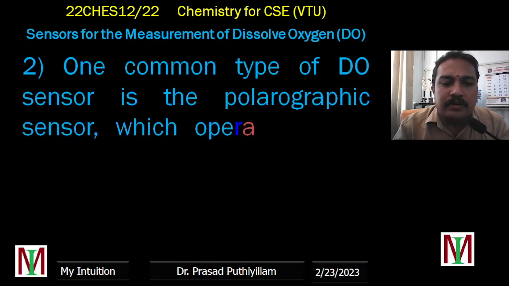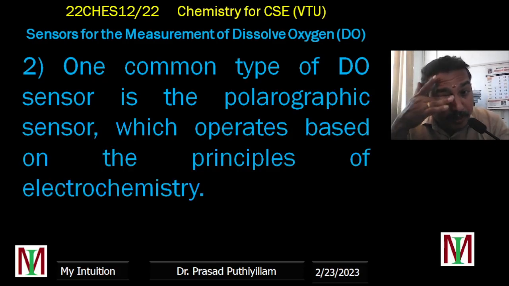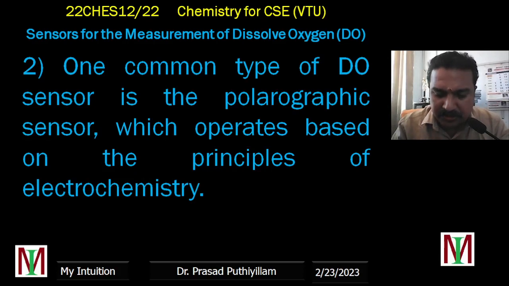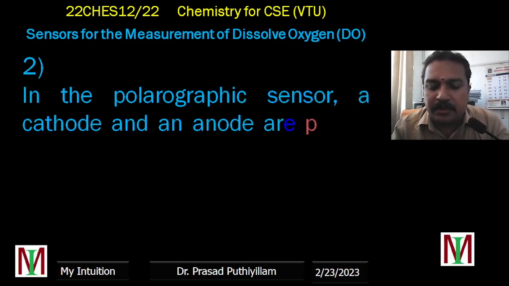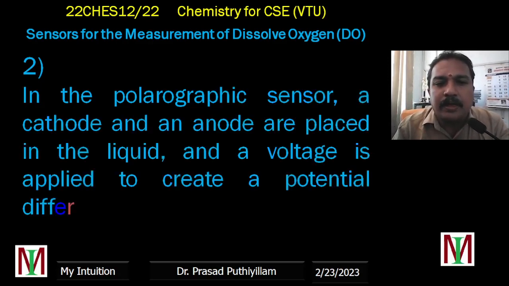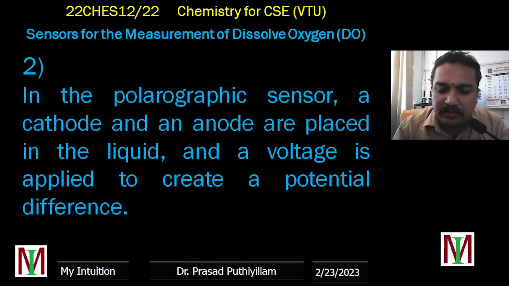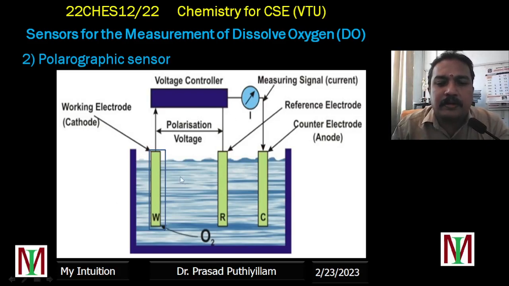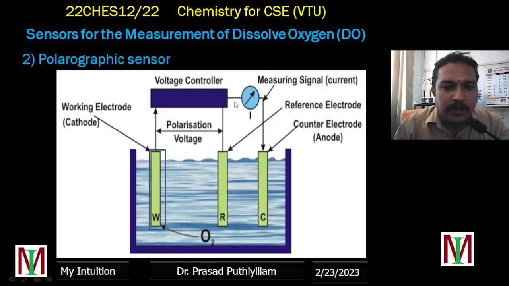One common type of dissolved oxygen sensor is the polarographic sensor, which operates based on the principles of electrochemistry. Electrochemistry principle you may have studied, or you may have seen in your chemistry lab. So in a polarographic sensor, a cathode and an anode are placed in a liquid, and a voltage is applied to create a potential difference, schematically represented here. It has mainly two electrodes, a working electrode and a reference electrode. Another one, a counter electrode, is there to minimize the error.